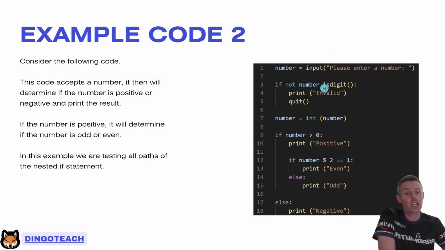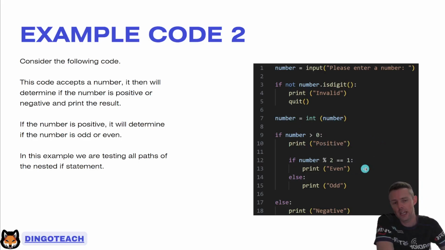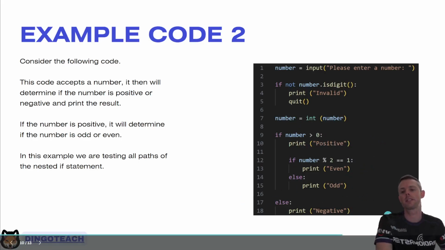It gets a number, checks if they actually typed in a number this time. I've already fixed that error. If it isn't, it says invalid and quits. Otherwise, it'll convert their number to an integer. It tells you if it's positive, tells if you're even or odd, otherwise it prints negative.